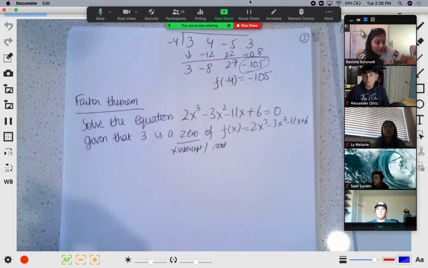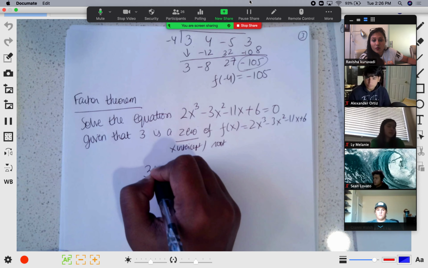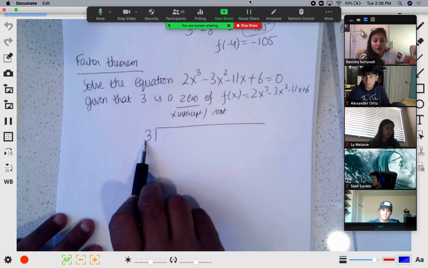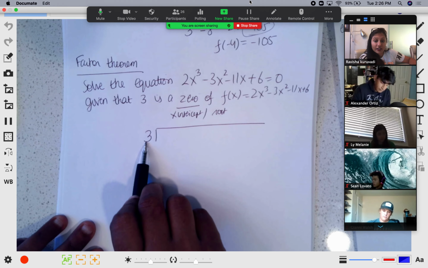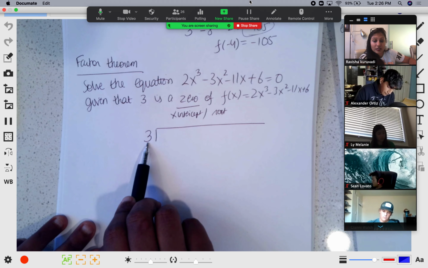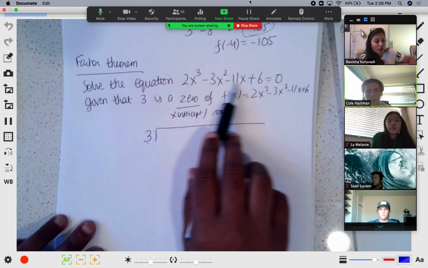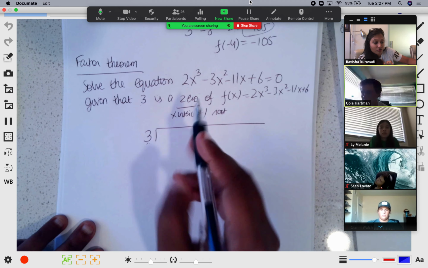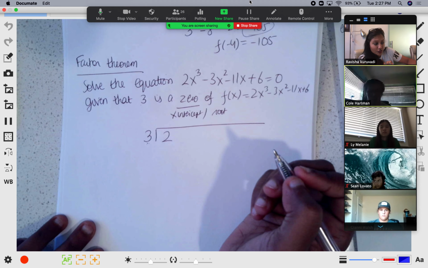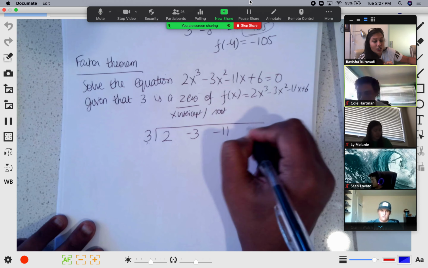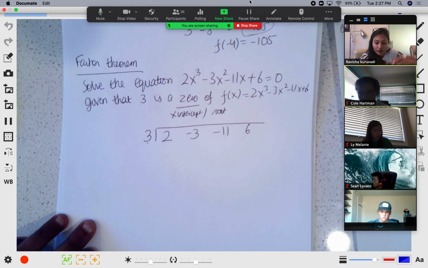How do you do it is start doing. So whatever 0 is given, write it here exact. You don't have to change the sign in this case. In factor theorem also you don't change the sign. Keep it as it is. Now divide this whole polynomial by 3. So x to the power of 3 has coefficient 2, x square has -3, x has -11, and then constant 6.